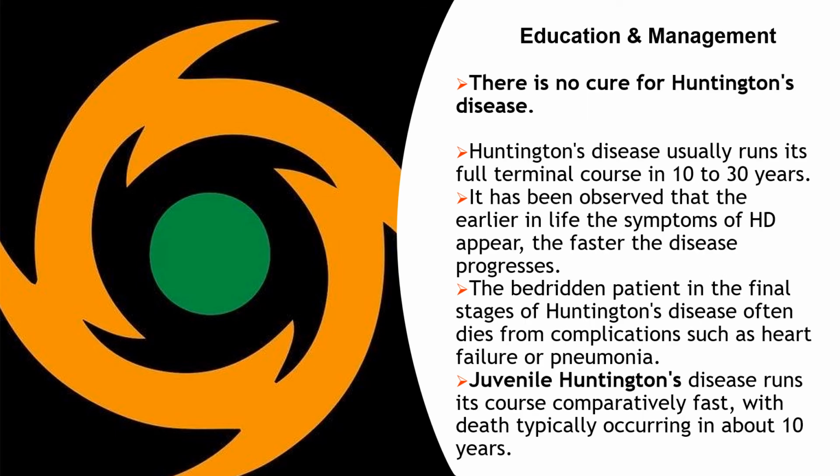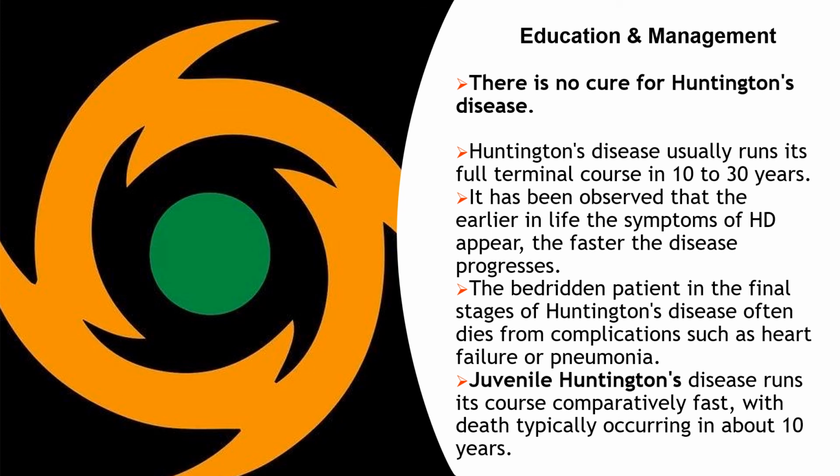And there's generally no known cure or specific cure for Huntington's. Huntington's usually runs its full terminal course in 10 to 30 years. It has been observed that the earlier in life the symptoms of Huntington's appear, the faster the disease progresses.